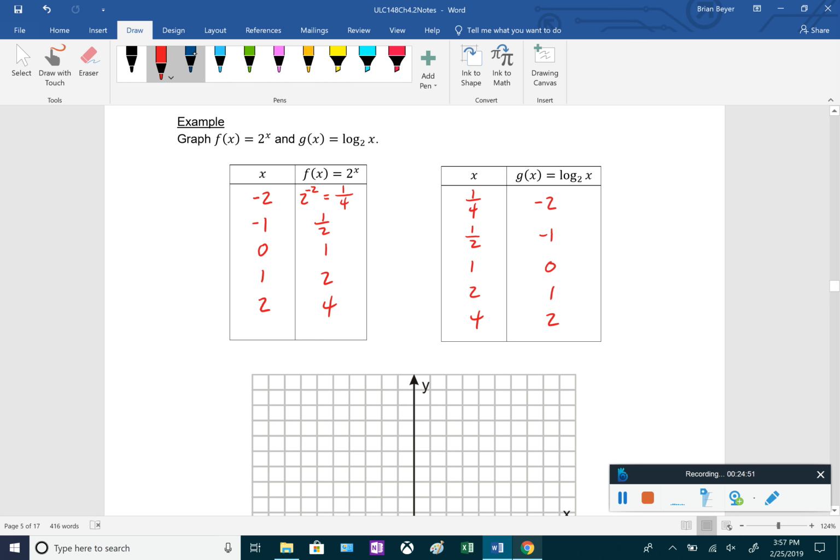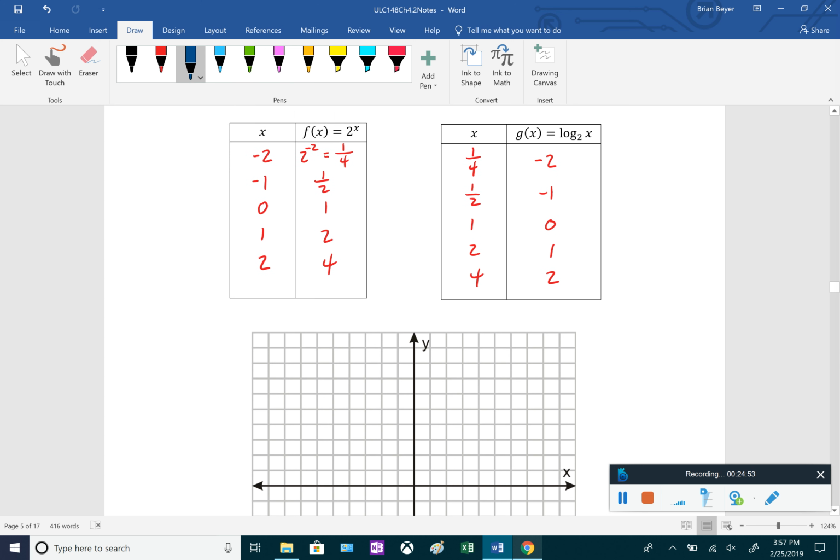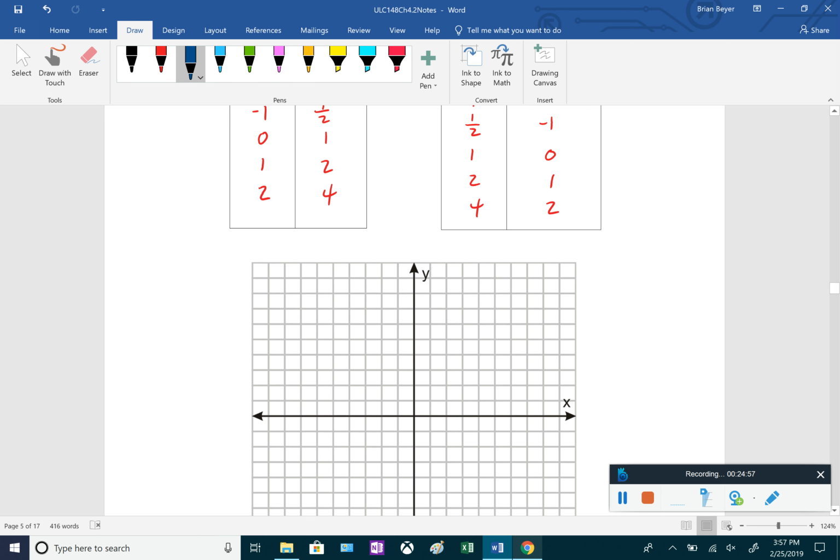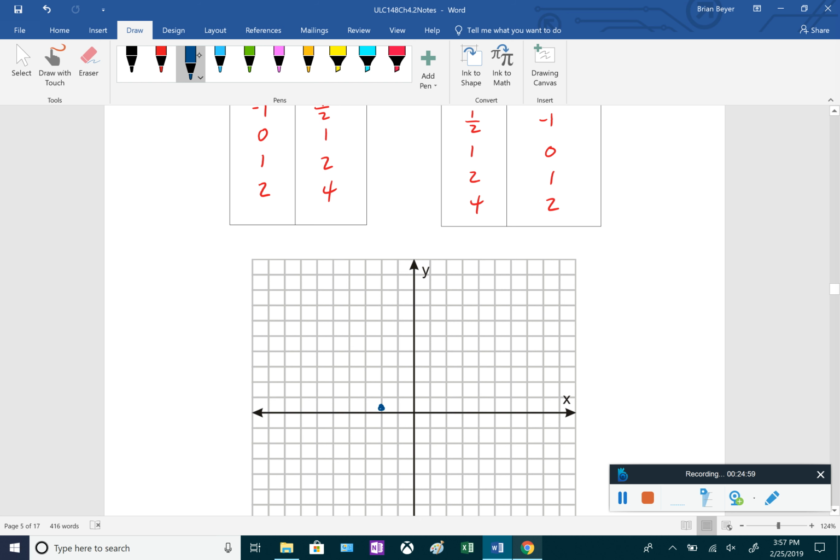So let's graph these and see what it looks like here. I'm going to graph the exponential first. So negative 2 comma 1/4, negative 1 comma 1/2, 0 comma 1, 1 comma 2, and 2 comma 4. So that's going to look like that exponential right here. So that's f of x equals 2 to the x.